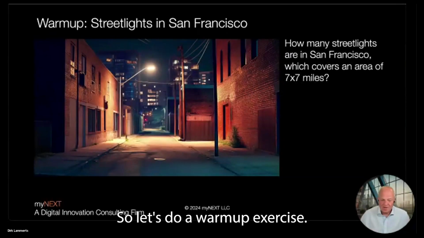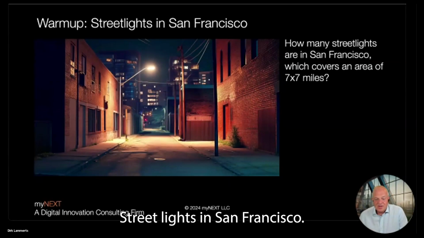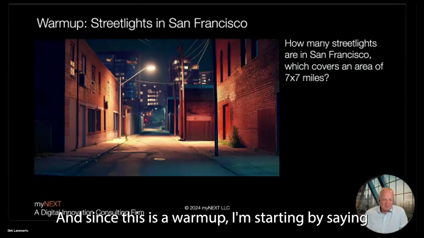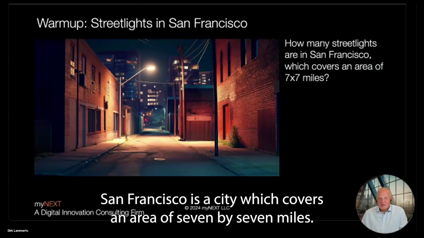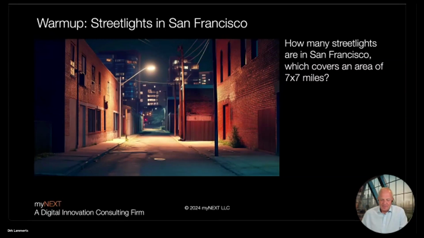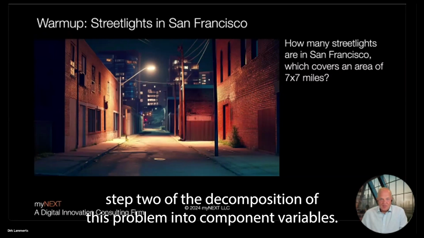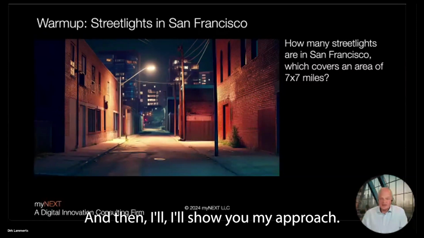So let's do a warm-up exercise. Street lights in San Francisco. The question is, how many street lights are in San Francisco? And since it's a warm-up, I'm starting by saying San Francisco is a city which covers an area of 7 by 7 miles. So I'll wait here for a minute and let you think about how would you do step 2, the decomposition of this problem into component variables. And then I'll show you my approach.